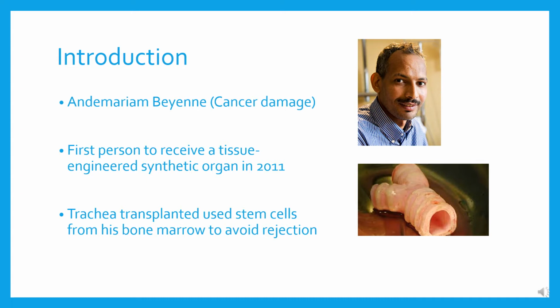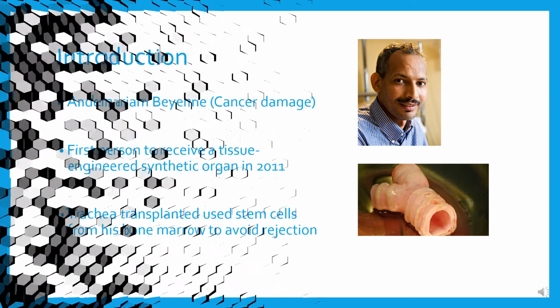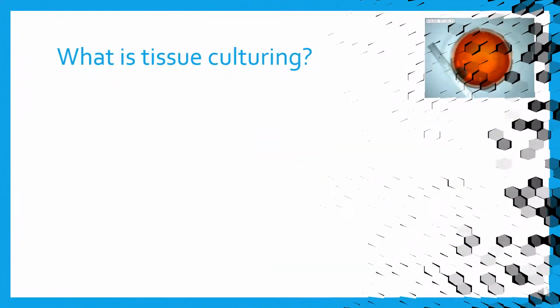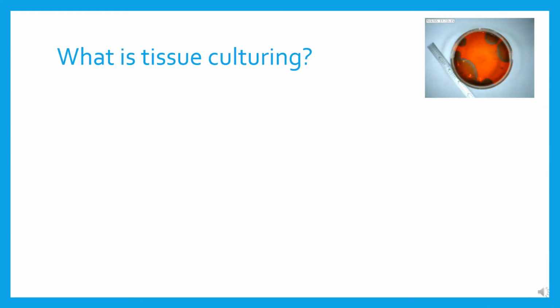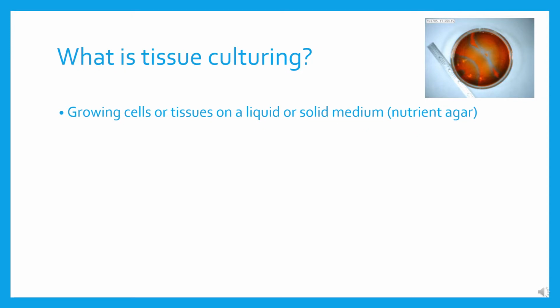But how did they make it? Well, they used a technique called tissue culturing. So what is tissue culturing? Tissue culturing is growing cells or tissues on a liquid or solid medium, a nutrient agar. This agar contains all the things that are required for things like respiration. Many cells can be grown and all of them are identical.